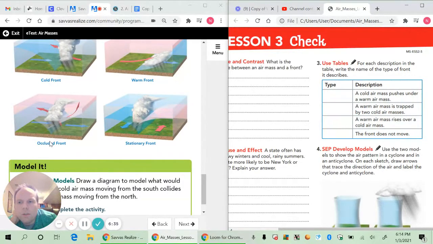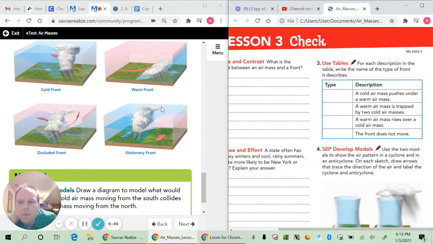Let's look at an occluded front. Well, I've got a cold air mass here, another cold air mass here, and a warm air mass in the middle. Okay, so that's a possibility. What about a stationary front? We'll have a warm air mass and a cold air mass, but really nothing in the middle. So the only one where I have something trapped is this occluded front. So this would be an occluded front, right? For this one, I'd write occluded front.